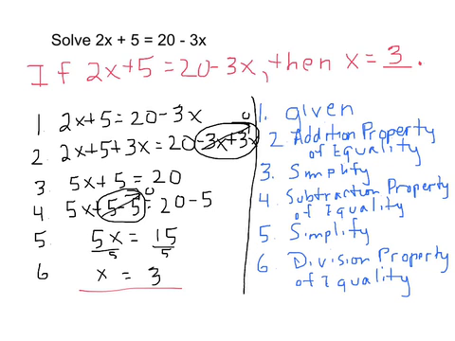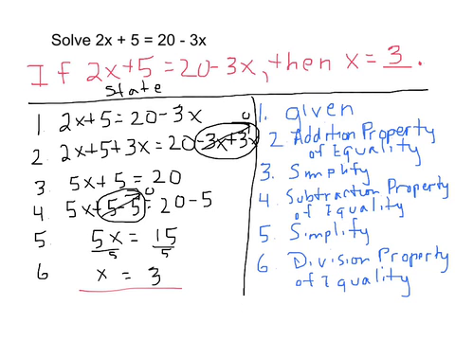Okay, so let's show the 2 columns. Okay, there's your 2 columns. Over here in the left column, we have all of our statements. Over here on the right column, we have all of our reasons. That, guys, is why we call it a 2-column proof. No mystery there. A 2-column proof must have 2 columns in it.